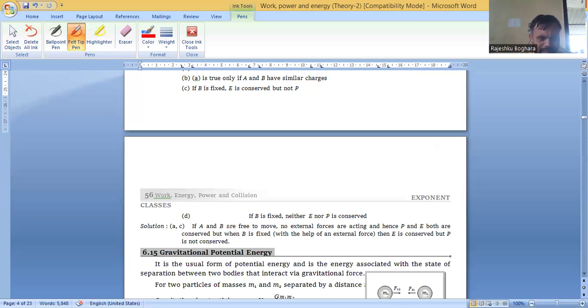If A and B are free to move, no external forces are acting, hence P and E both are conserved. But if B is fixed, then only E is conserved, but momentum is not conserved.